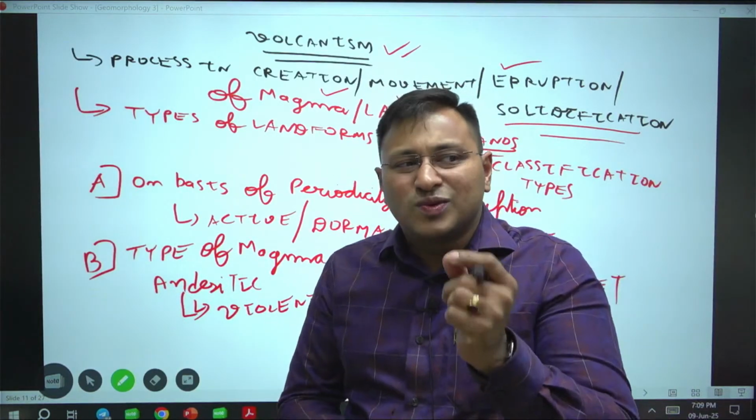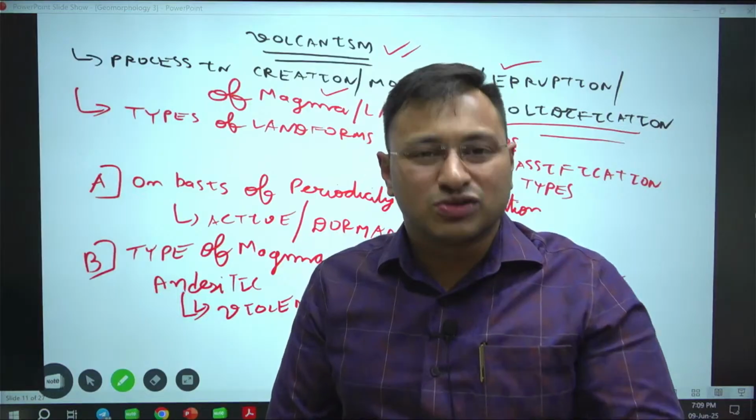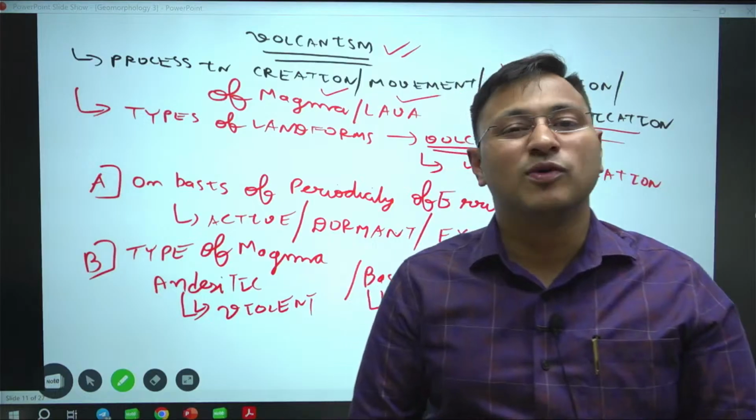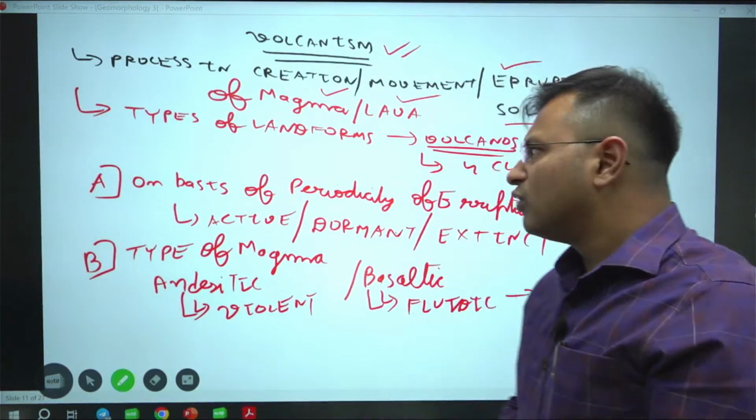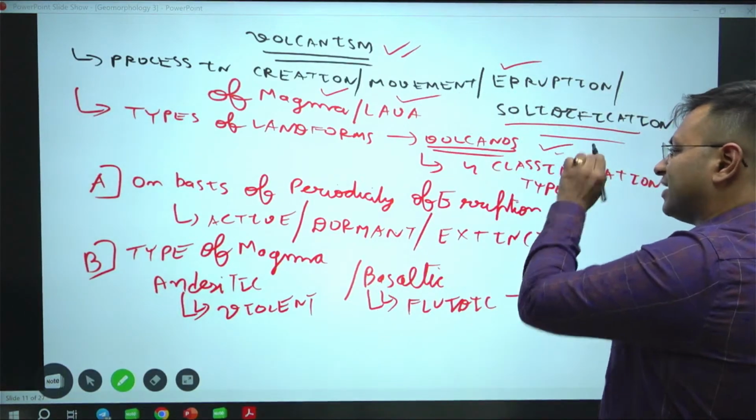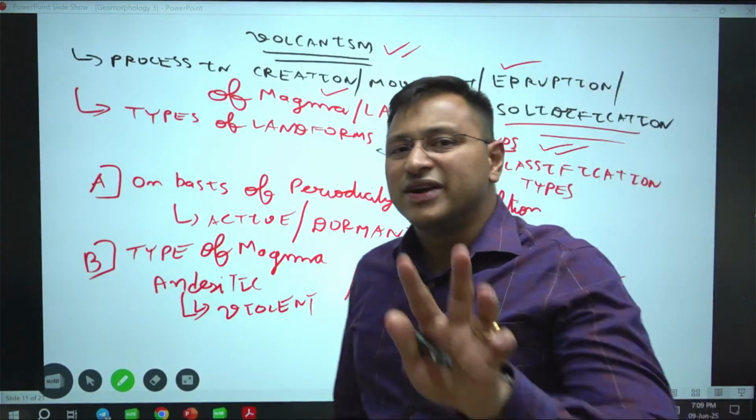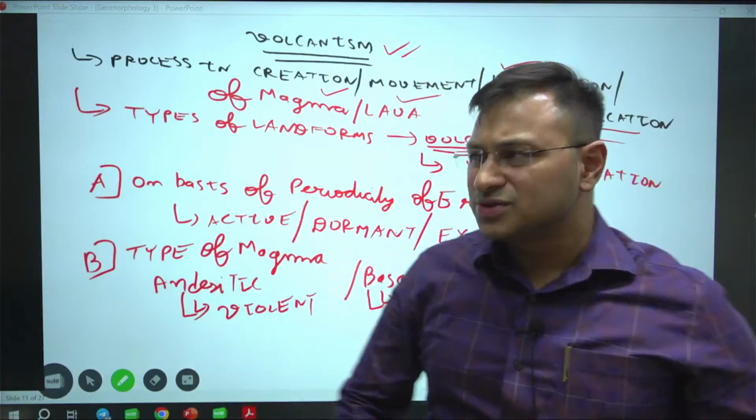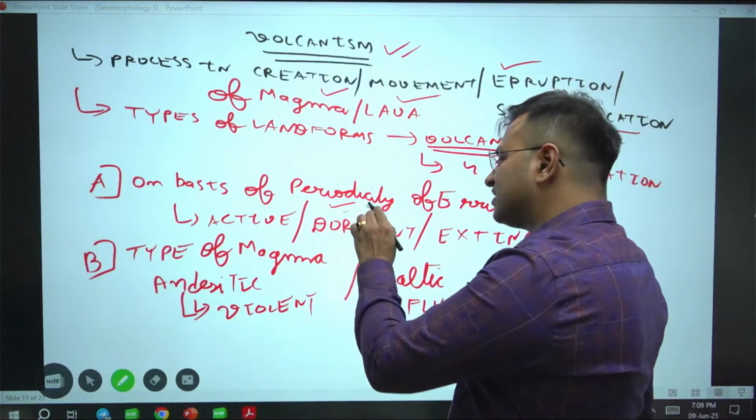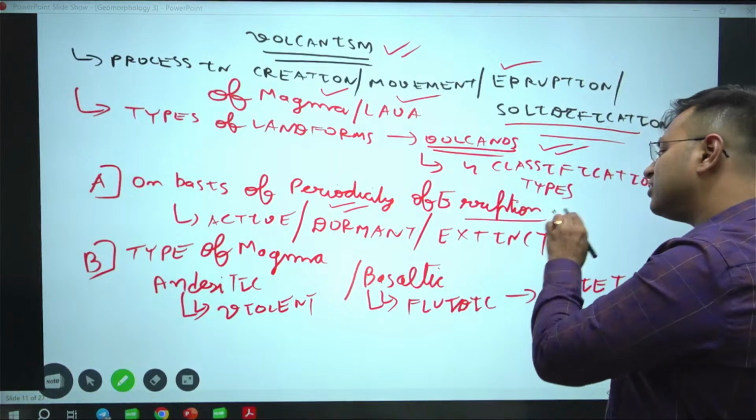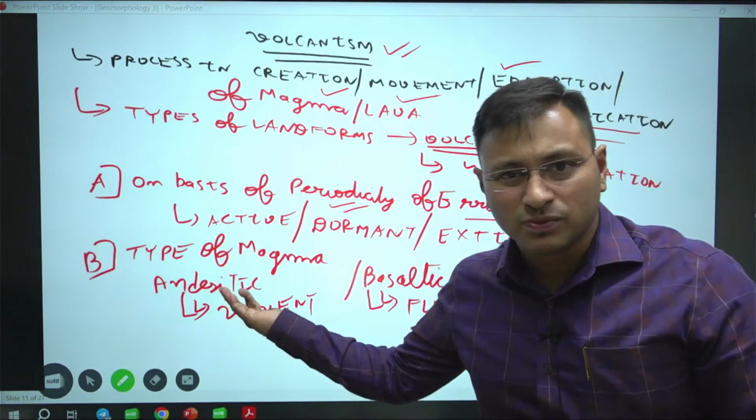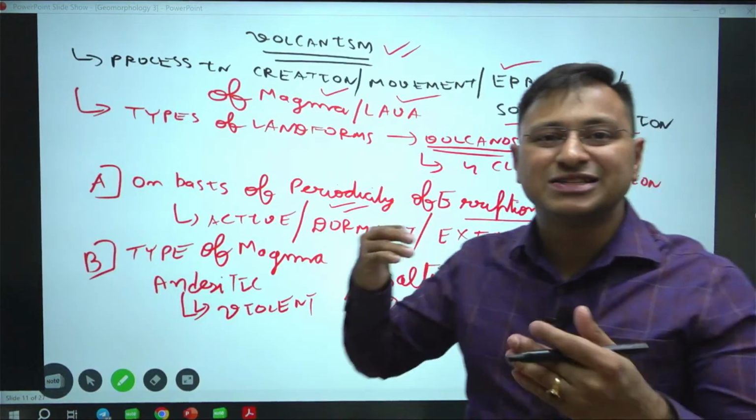If we are trying to understand the landforms and the associated processes of volcanism, first we have to understand the different types of volcanoes that we have. The different types can be classified into four types. What are the four types? Number one, we can classify them on the basis of periodicity of eruption, meaning whether they are active, dormant, or extinct.